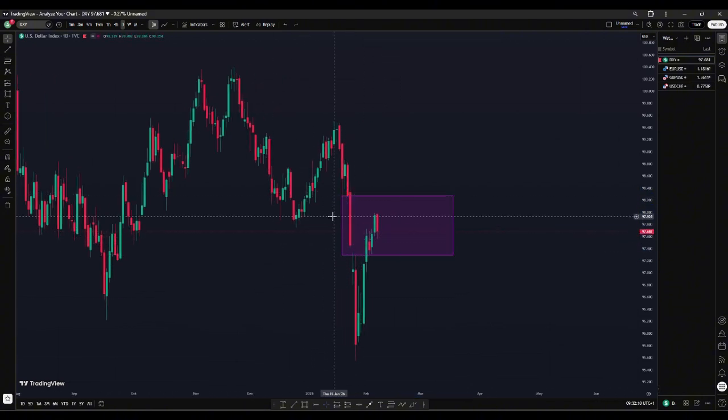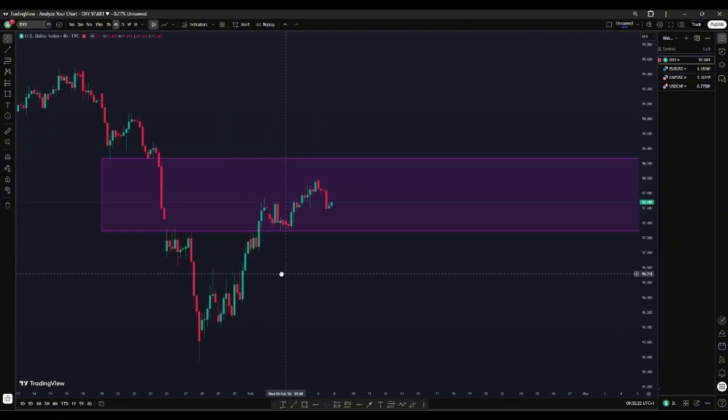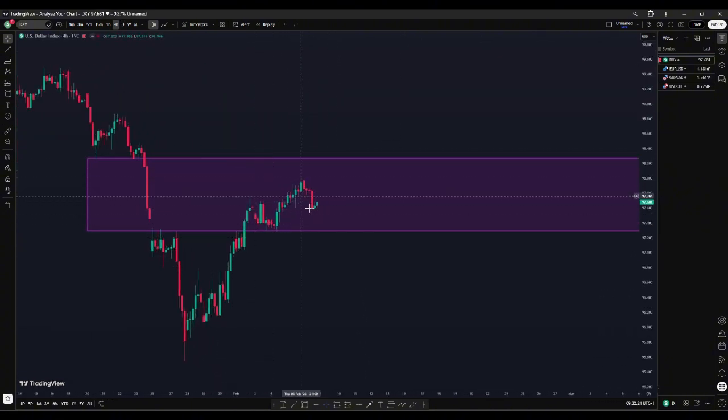Now, if you look closely here, you can see we have a fair value gap and price is currently at a fair value gap. You can see that this current daily candle is closing bearish. So let's go down to the 4-hour chart to see what that looks like. What we might see happen here is a break of market structure to continue the move to the downside. Now, what do I mean?